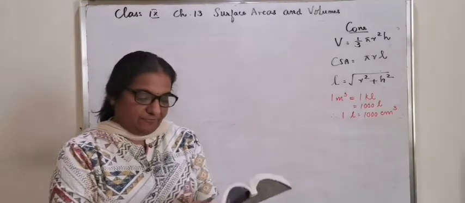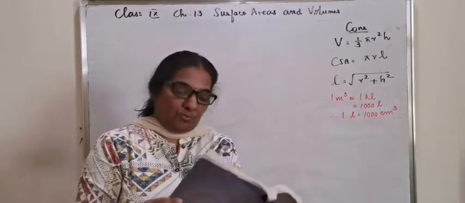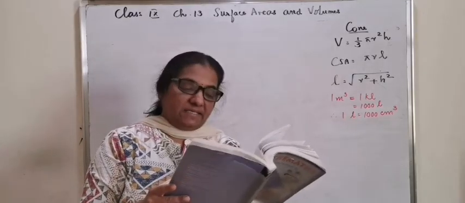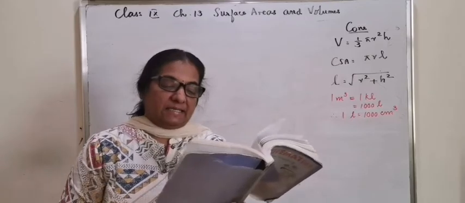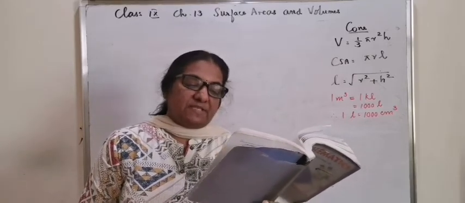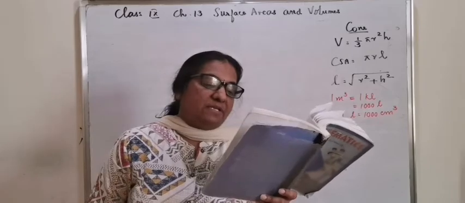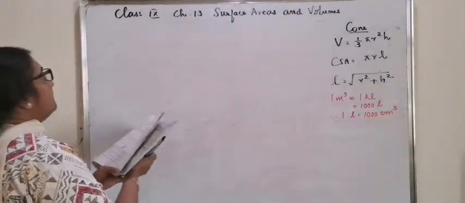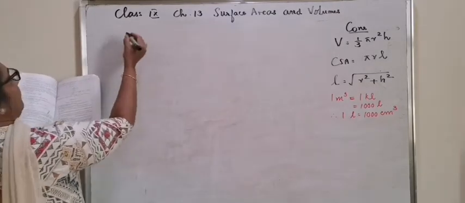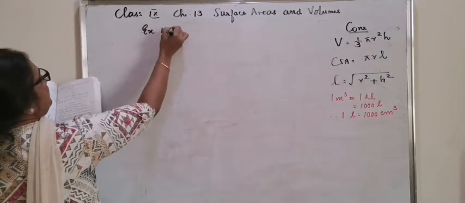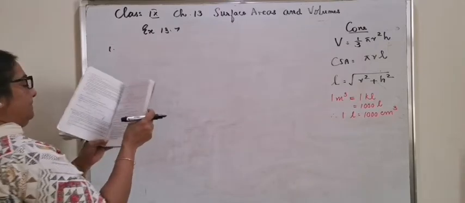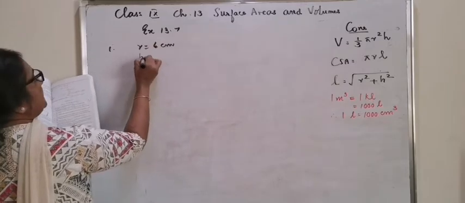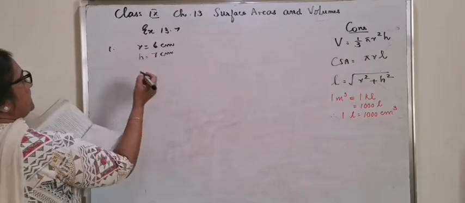Exercise 13.7, first question. Find the volume of a right circular cone with radius 6 centimeter, height 7 centimeter. In the second subdivision, radius 3.5 centimeter and height 12 centimeter. The first subdivision is exercise 13.7, question number 1. Radius equal to 6 centimeter and height is equal to 7 centimeter.